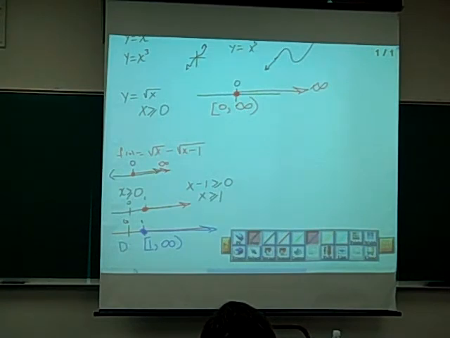I think I got it. So even if it said x is greater than or equal to negative 2, because that's less than 1, you would still use 1? Okay, that's a good question.